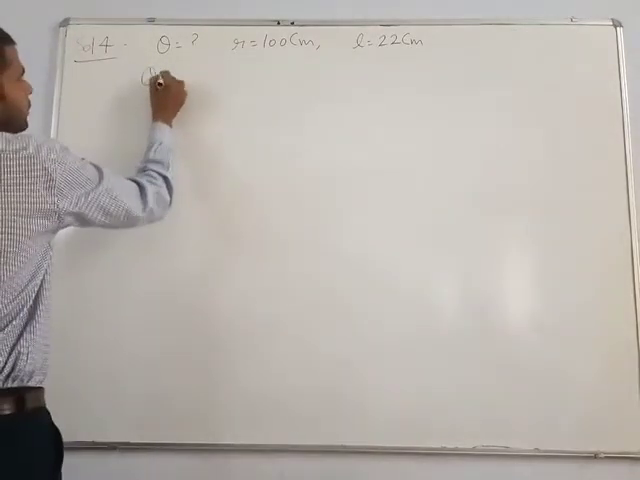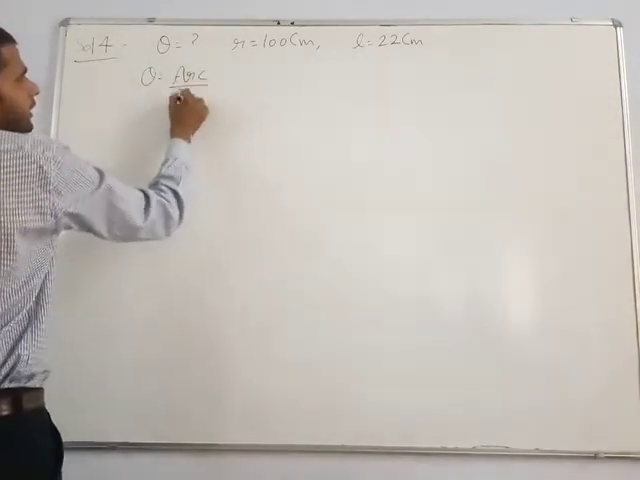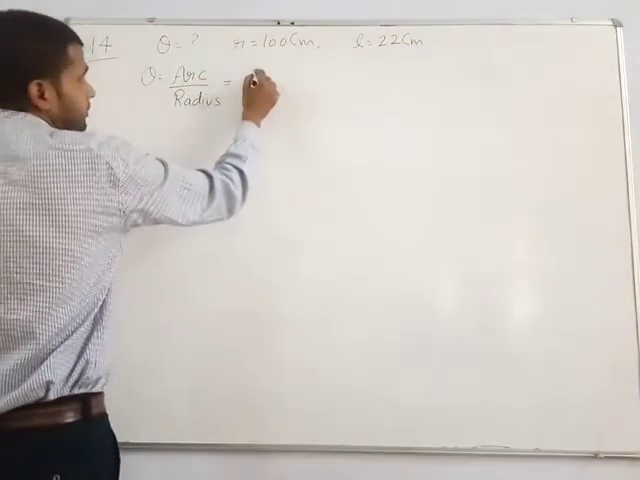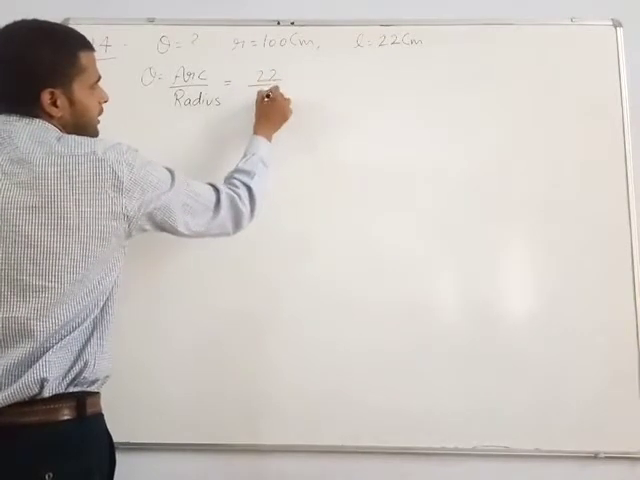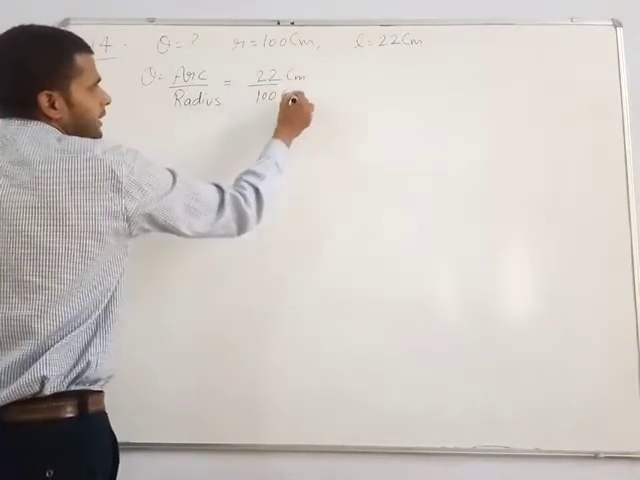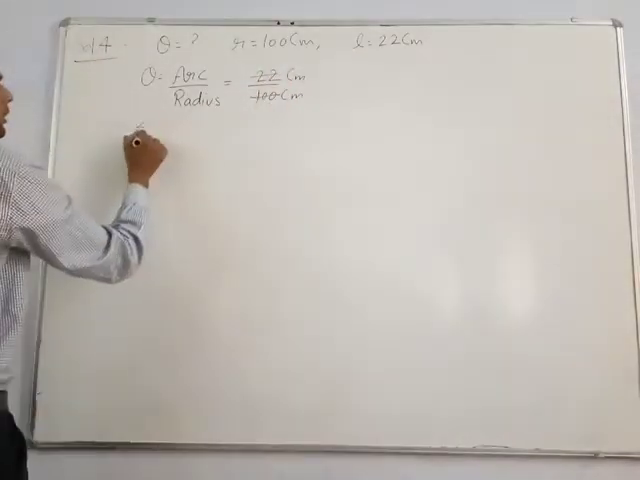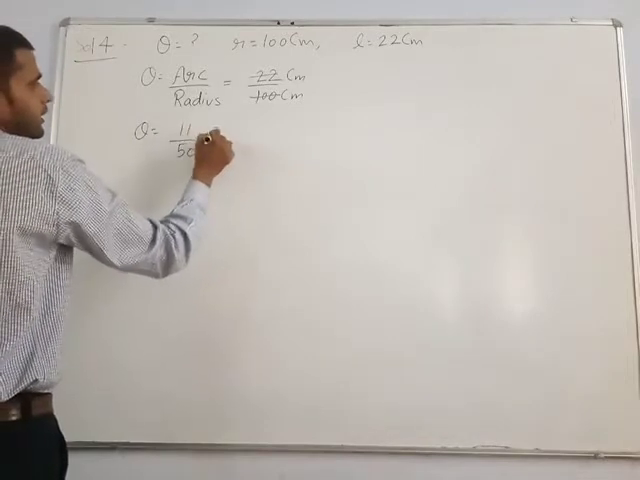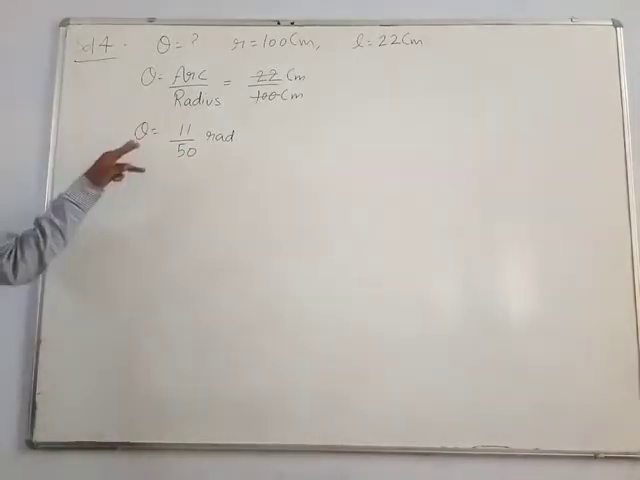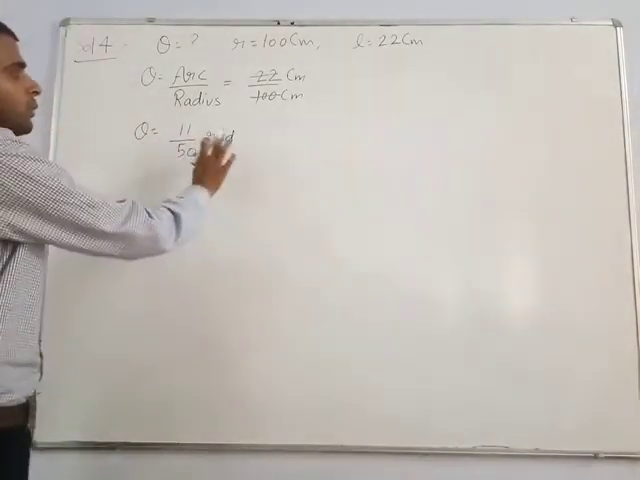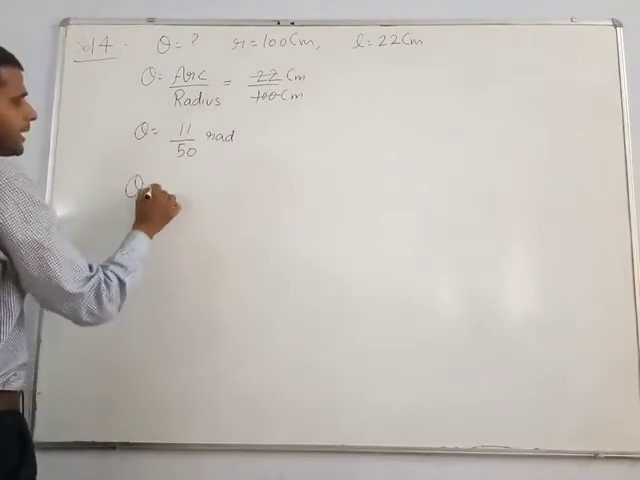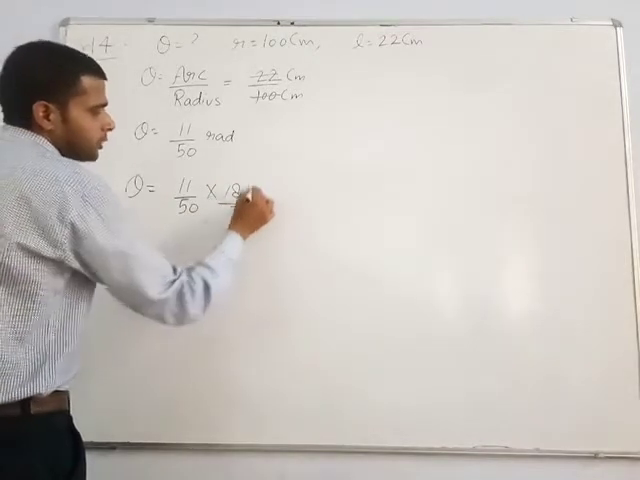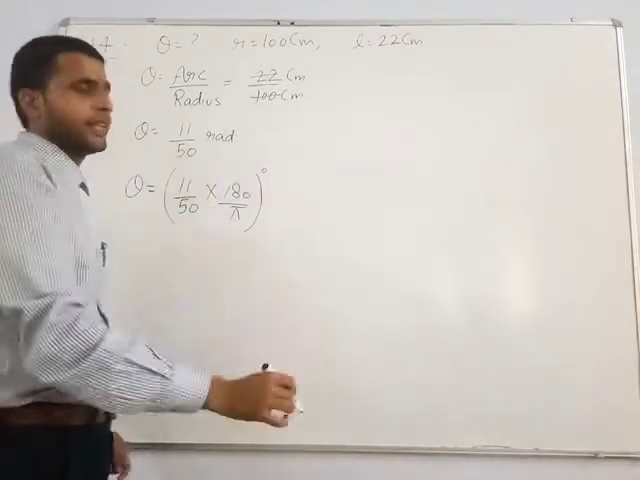Theta equals arc upon radius. In this question, arc is 22 and radius is 100 centimeter. So 22 upon 100 means 11 upon 50 radian. Theta always comes in radian. When we convert radian into degree, we have to multiply by 180 upon pi. So it converts radian into degree.